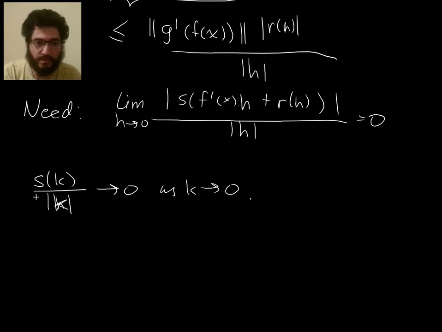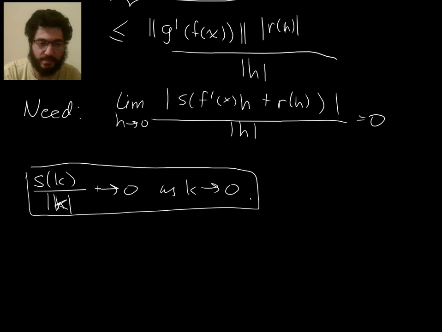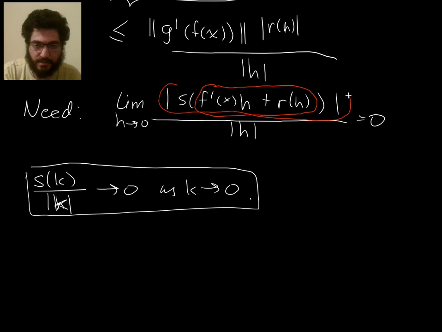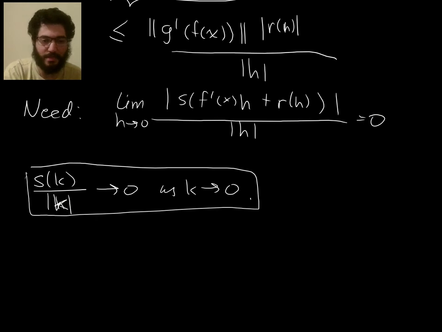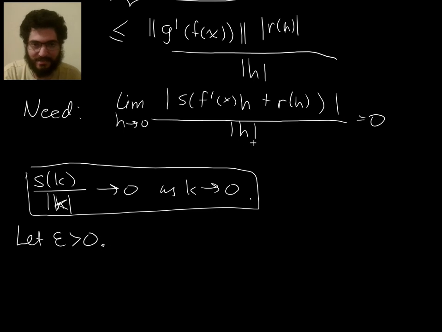So first of all, this statement about s tells me that if I manage to make this thing here small enough, then I'll know I can make this thing small. And not just smaller than epsilon, but smaller than epsilon times the norm of the inside thing. Okay, let me just show you what I mean. So let epsilon be greater than 0 for the sake of trying to prove this limit statement right here.